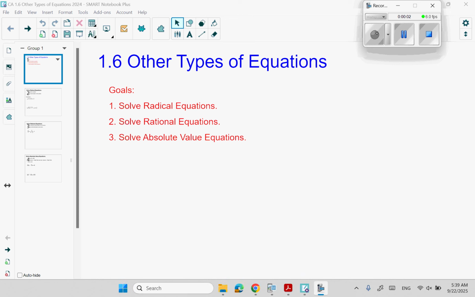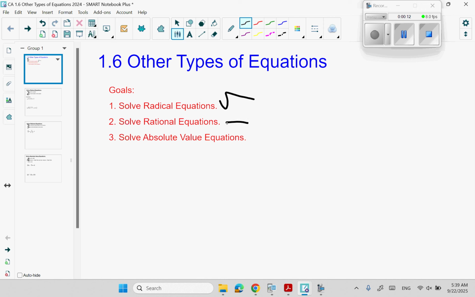Hello and welcome to College Algebra 1.6, other types of equations. Today we're going to focus on radicals, radicals with square roots, rationals, we're back to fractions again, and absolute value, which we haven't really talked about a ton here. So let's get into it.